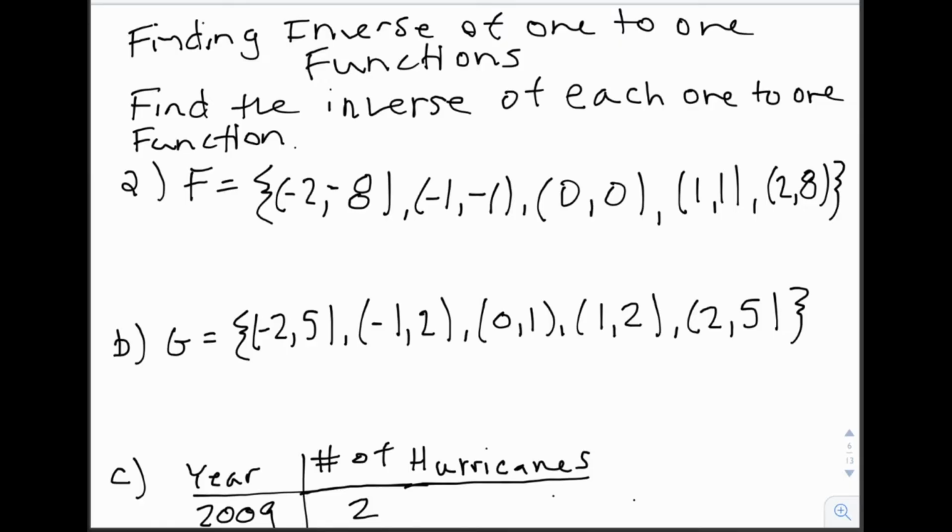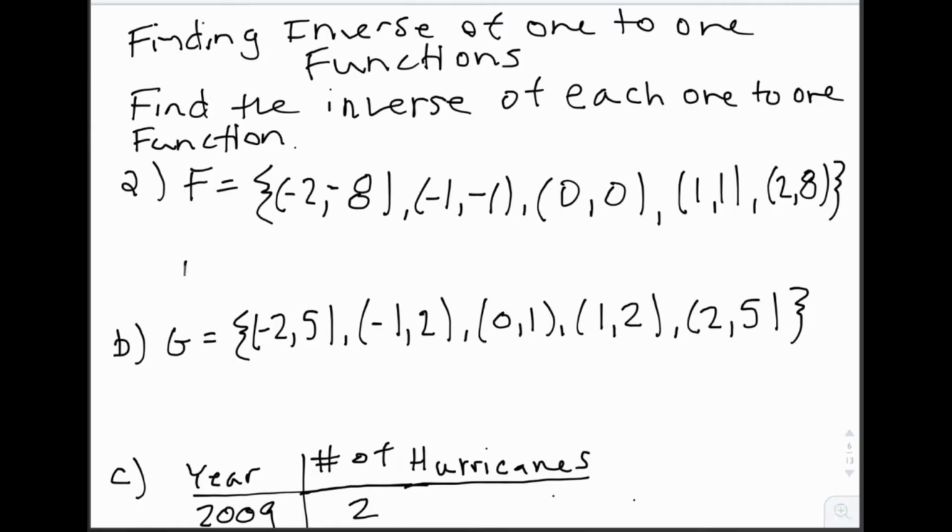So is this one one-to-one? We need to go ahead and figure out, is it one-to-one? So we have a -2 mapped to a -8, a -1 mapped to a -1, 0 to 0, 1 to 1, and 2 to an 8. Notice how we don't have any x's repeating or any y's repeating, and they are all mapped to one x and one y, and vice versa. So in this case, we actually can find the inverse. Let's go ahead and try to find it.